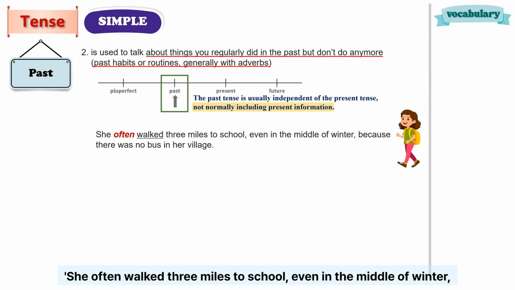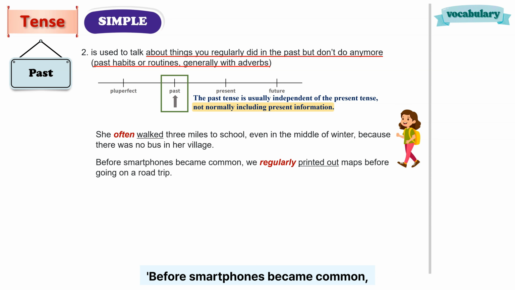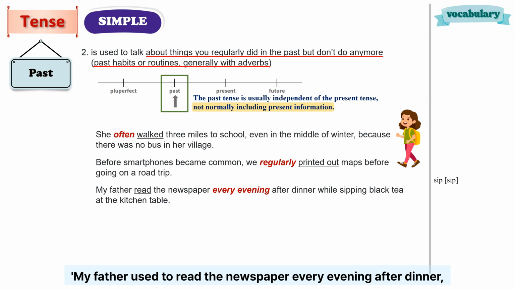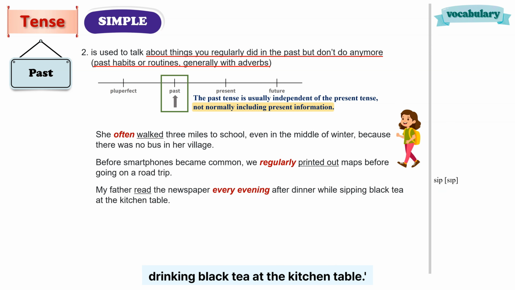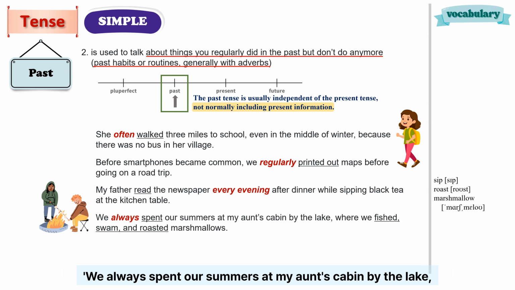She often walked 3 miles to school, even in the middle of winter, because there was no bus service in the village. Before smartphones became common, we used to print maps regularly before going on a trip. My father used to read the newspaper every evening after dinner, drinking black tea at the kitchen table. We always spent our summers at my aunt's cabin by the lake, where we fished, swam, and roasted marshmallows.